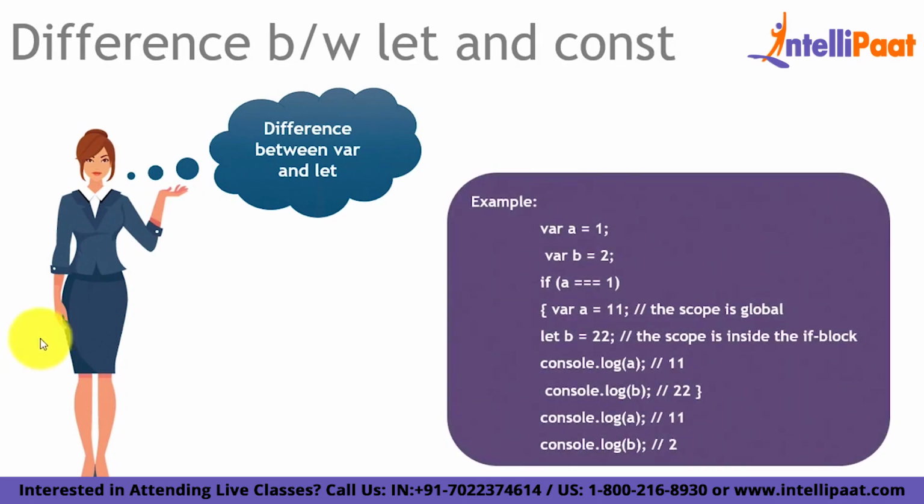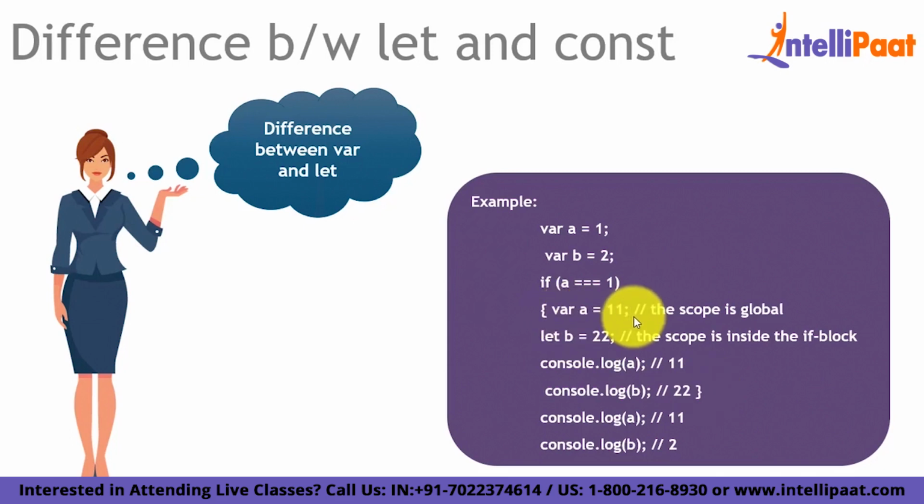Difference. Check out here. var a equal to 1, var b equal to 2. We are using the var keyword here. Check out, if a triple equal 1. Triple equal is nothing but to check the value as well as the data type also. The data type is number, right? So is a triple equal 1? Yes. The data type is matching as well as the value. It is going to come inside this block, right?